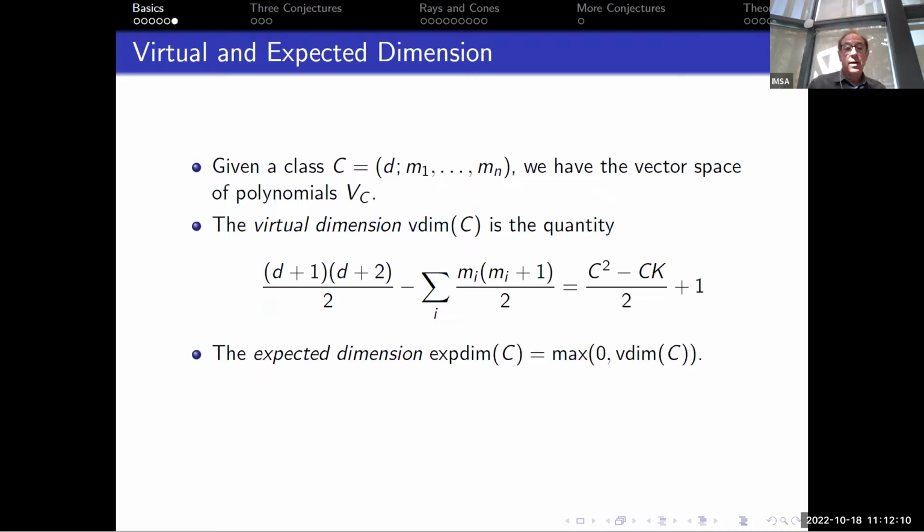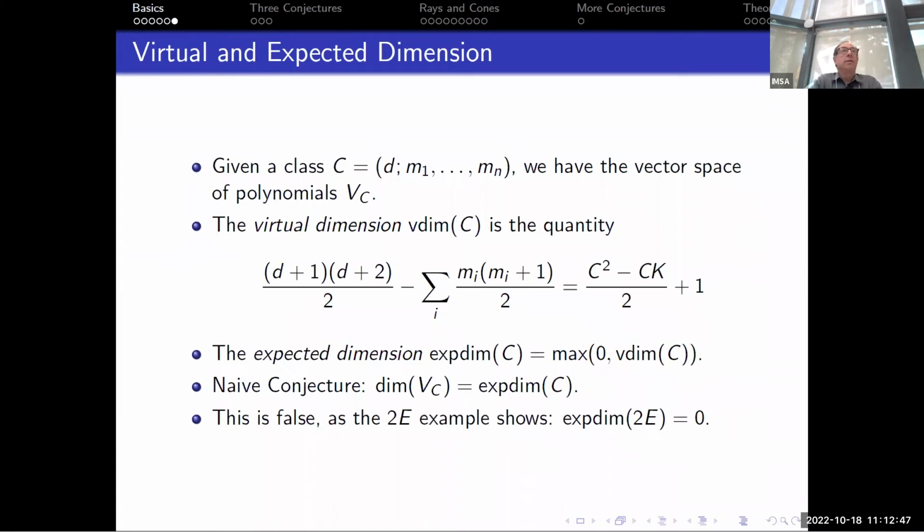Okay, so let's return to what is the expected dimension of these things. Again, using Riemann-Roch, we call the virtual dimension the difference between the number of monomials and the number of conditions. Okay, that's, as I explained, (C squared minus C·K)/2 plus 1. The expected dimension would be, of course, this virtual number could be negative, right? Impose many singularities, it could be very negative. So you take the maximum with 0. That should be the expected dimension.